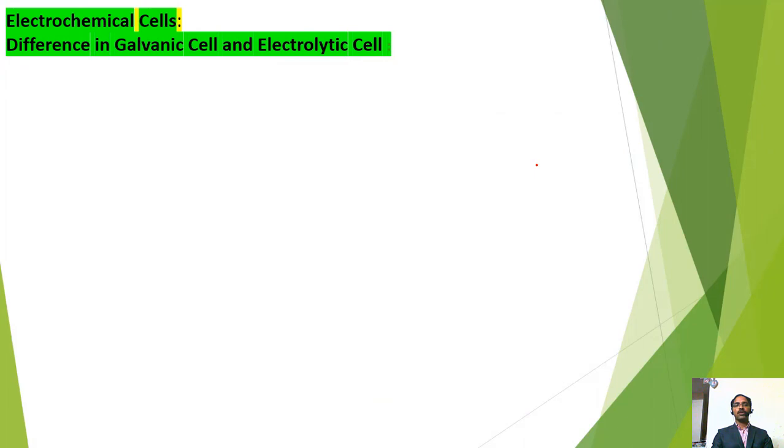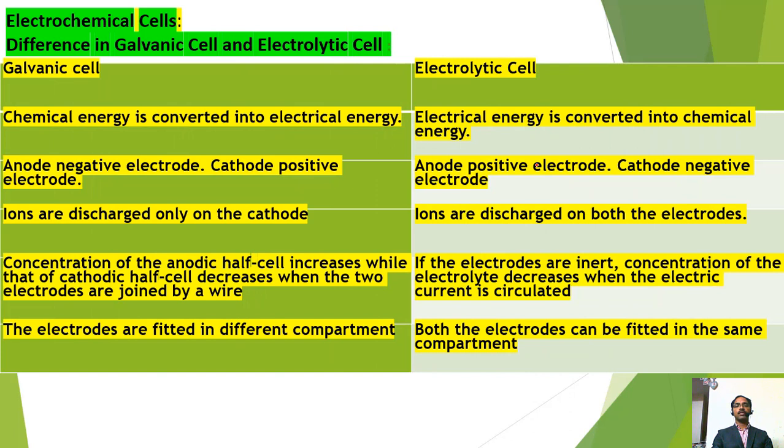Electrochemical cells. Difference between galvanic cell and electrolytic cell. We can see some points here. In the galvanic cell, chemical energy is converted into electrical energy. This is the main point here. Electrical energy is converted into chemical energy in case of electrolytic cell. In galvanic cell, anode is negative electrode, cathode is positive electrode. Of course here it is opposite. Anode is positive electrode, cathode is negative electrode.